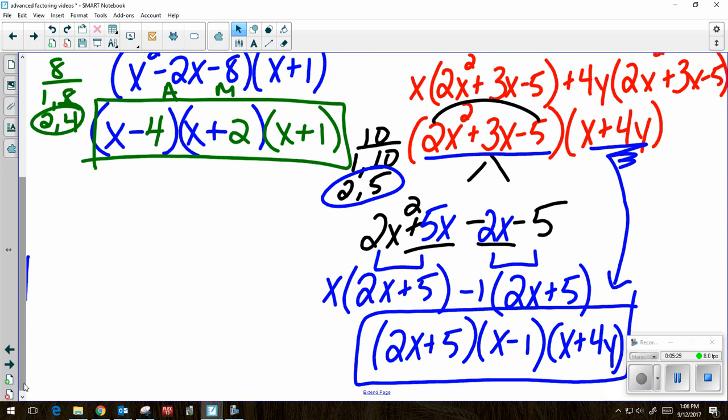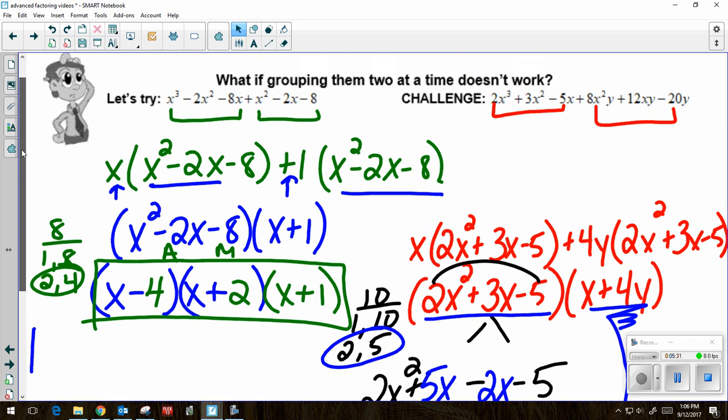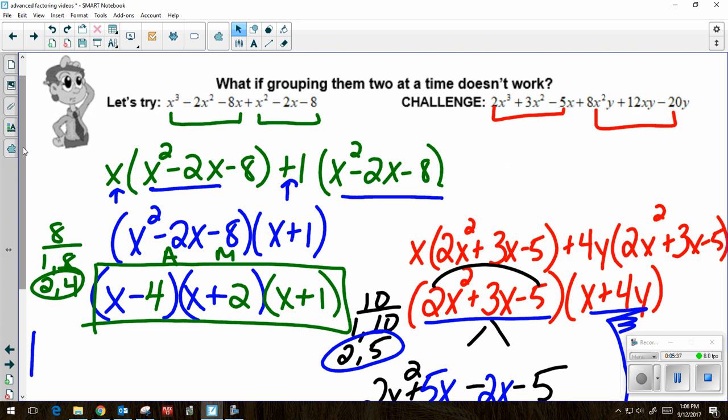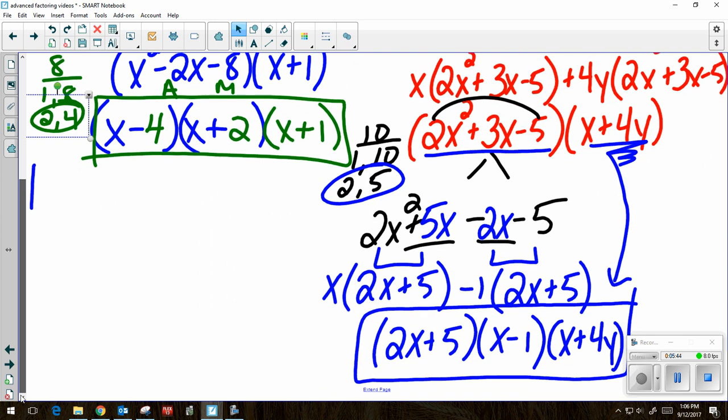So that original polynomial all the way back at the top, if I scroll back up, the 2x cubed plus 3x squared minus 5x plus 8x squared y plus 12xy minus 20y, is factored to be my final answer that I got down here at the bottom: 2x plus 5 times x minus 1 times x plus 4y.